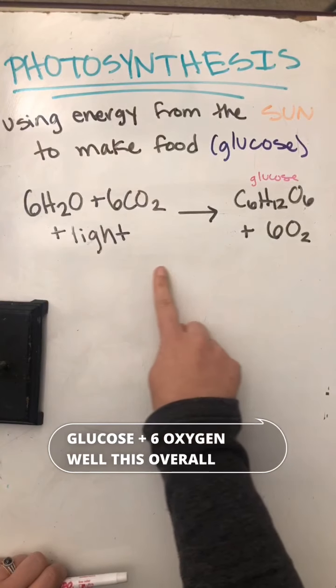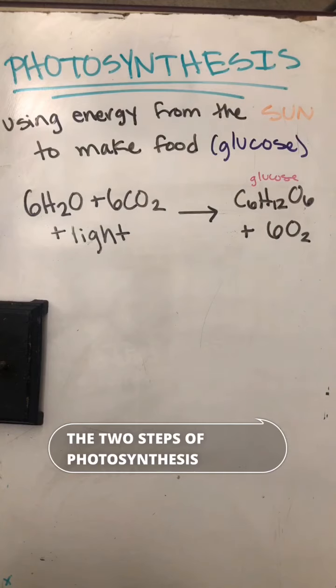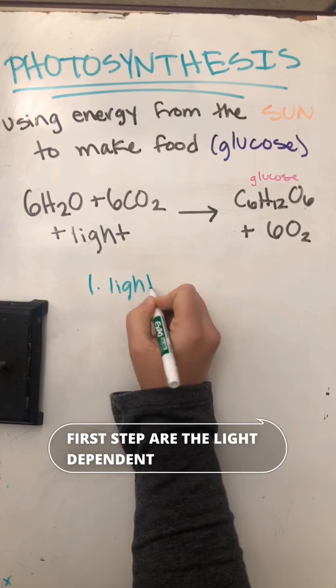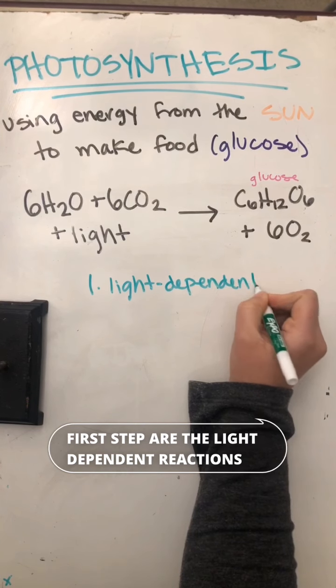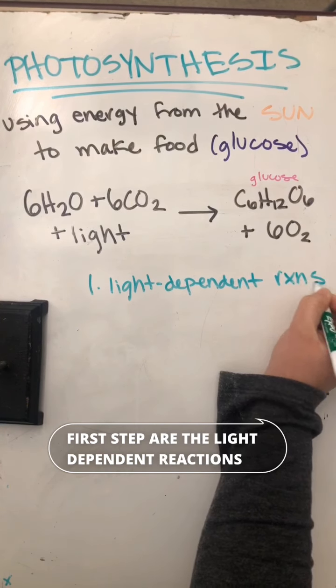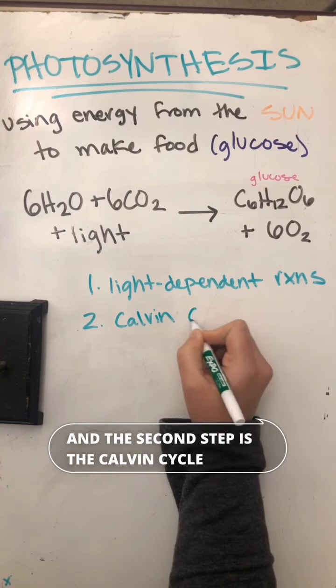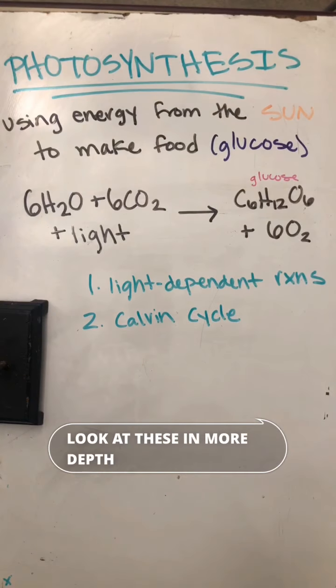Well, this overall equation is the sum of the 2 steps of photosynthesis. The first step are the light-dependent reactions. And the second step is the Calvin cycle. Let's look at these in more depth.